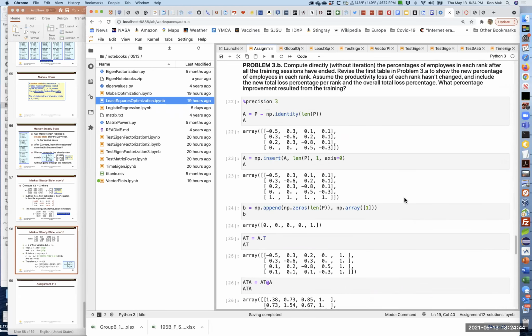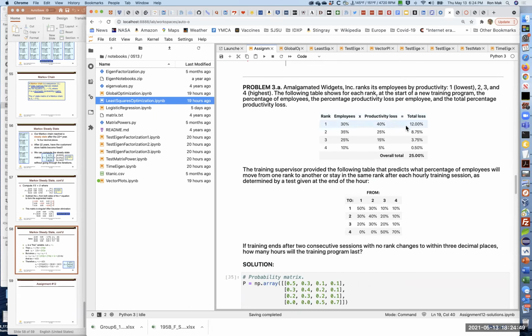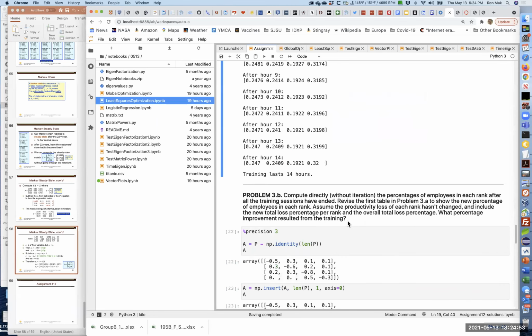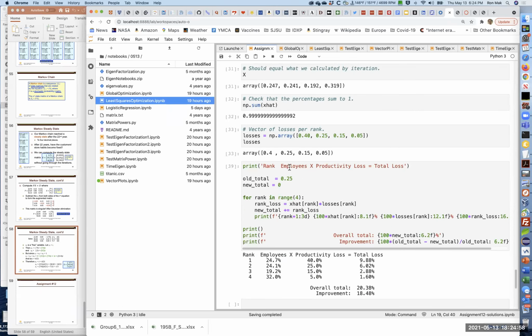From the original, we had the productivity loss. Then with the new percentages, what was the loss? That's all that little bit of extra calculation was here, and we saw that we did get an 18.5% improvement. So maybe it was worth 14 hours of training courses. Hopefully that was spread over a week.